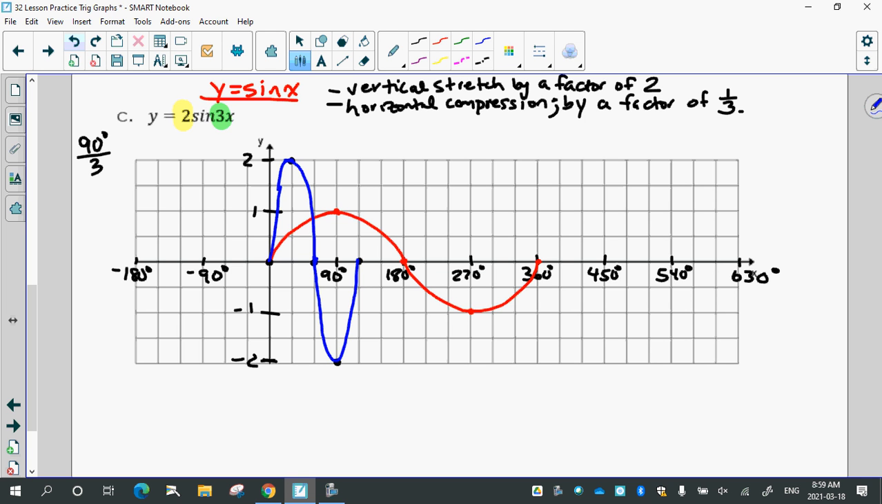Now I want to look for the pattern because I have to draw 2 cycles, and right now I just have 1 cycle. So my pattern to get from point to point is over 1, up 4, over 1, down 4, over 1, down 4, over 1, up 4. So that's an easy pattern to continue on. So now I can draw my second cycle in. And now I've drawn 2 cycles.